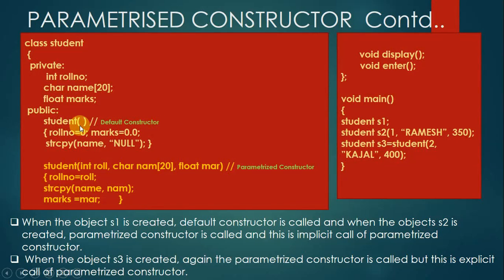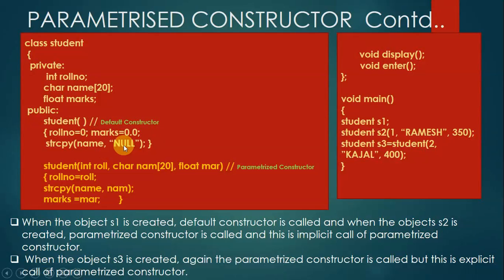In the default constructor, the name is the same as that of the class. You can see the class name is student and the name of the constructor function is also student. I am not passing any argument here. So this is a default constructor, and I am initializing roll number by value 0 and marks by value 0, and I am initializing name by the value null.